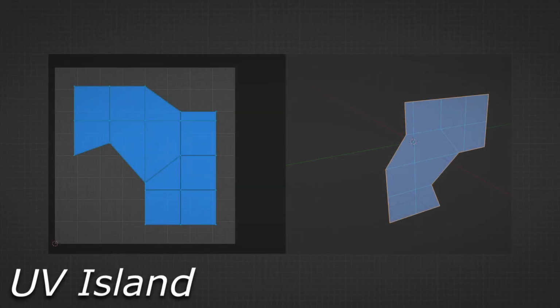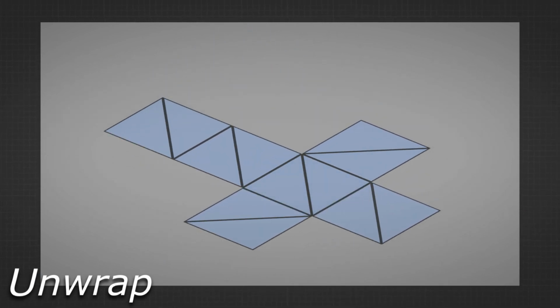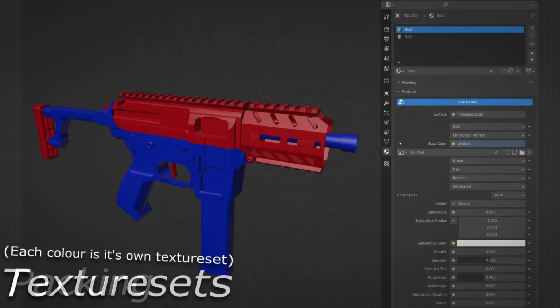A UV island, or an island, is a group of connected faces on the UV map. A seam is a cut between UV islands along an edge. The unwrap is the process of creating UVs from a 3D model. To pack is to optimize the amount of space that the UVs take up and fit them in as large as possible. A texture set is all of the islands that fit within one UV tile. And in Blender, this is a single material applied to it.